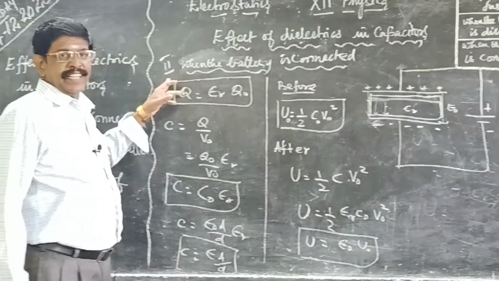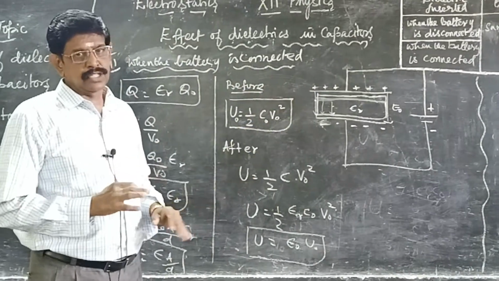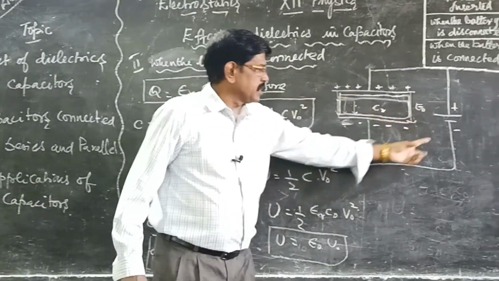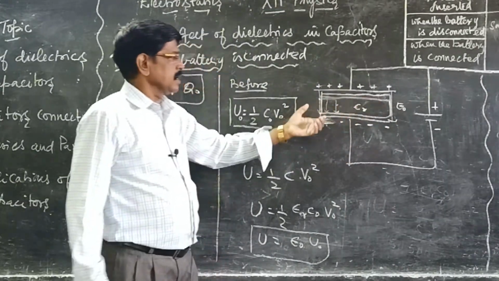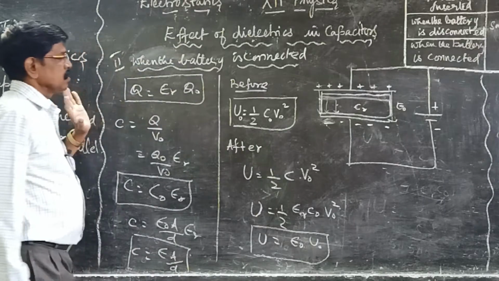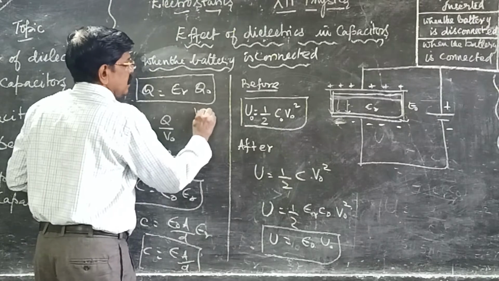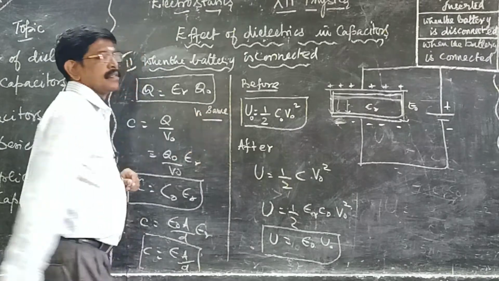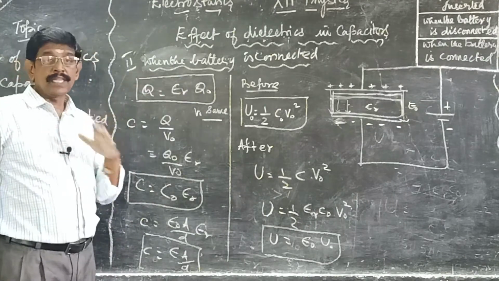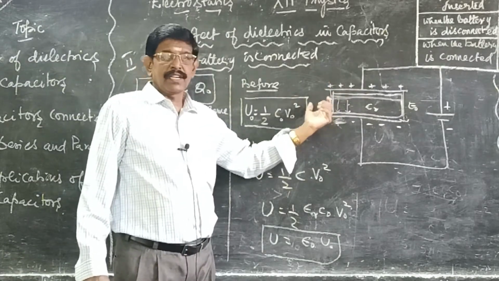Now the second case. When the battery is always connected and the dielectric is introduced, we are going to discuss. See, this is a plate, the battery is connected always, and a dielectric of relative permittivity epsilon r is inserted. Since the battery is always in connection, V naught is the same. The same potential is maintained between the two plates. Okay, then what is changing? The charge accumulated here goes on increasing because of the insertion.